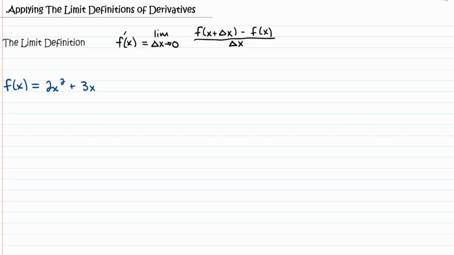Remember, that's usually our first step to see if we can solve the limit. You just plug in whatever the x, or in this case delta x, is approaching. That would give us a 0 in the denominator, so we're going to have to do a little more simplifying to get this to work out.